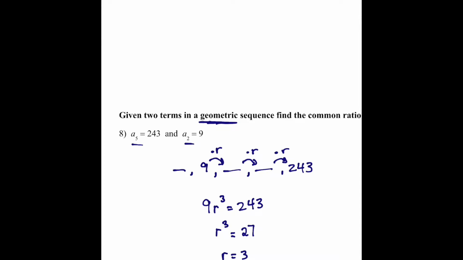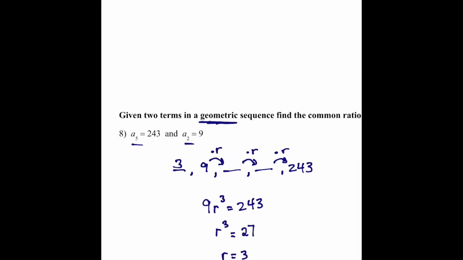And at this point, since we've done a mathematical equation, it wouldn't be a bad idea to check. If you started with the second term and multiplied it by 3, then your third term would be 27. If you multiply that by 3, 27 times 3 is 81. If you multiply 81 by 3, you get 243. So that checks out. And then going the other way to get the first term, you divide by your common ratio. So the first term we know is 3.